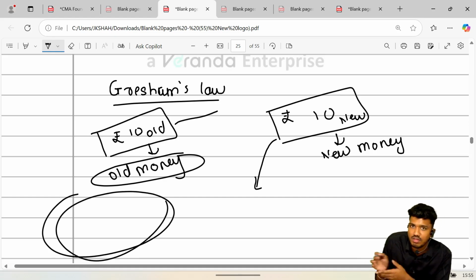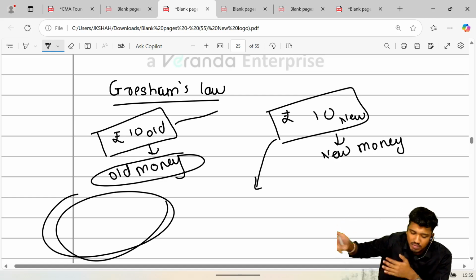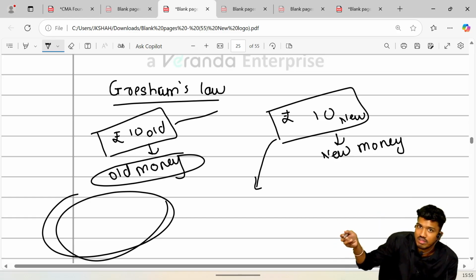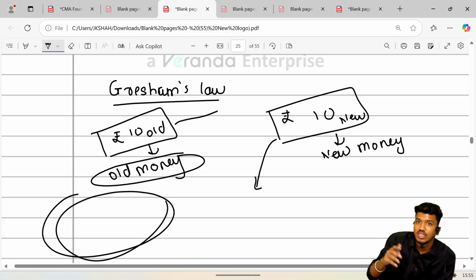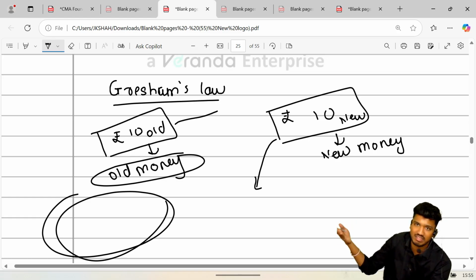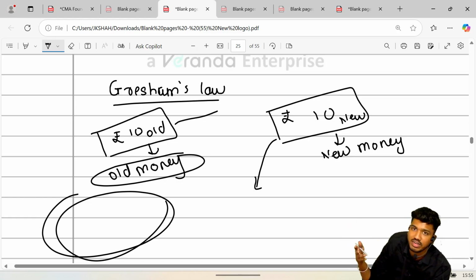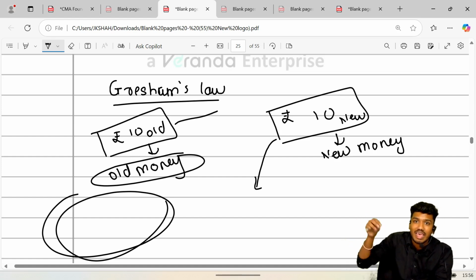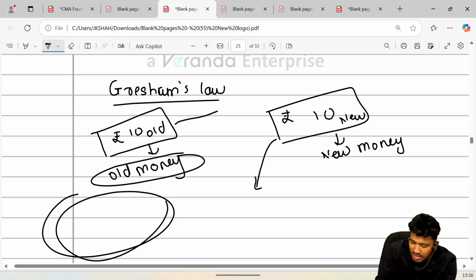Due to the emergence of new money, we are keeping new money with ourselves. We are not spending it in the market, but we are spending old money. So the old money is now being used more in transactions, but the new money is kept with ourselves. So basically we are restricting its circulation. This psychology was observed by Gresham's law.